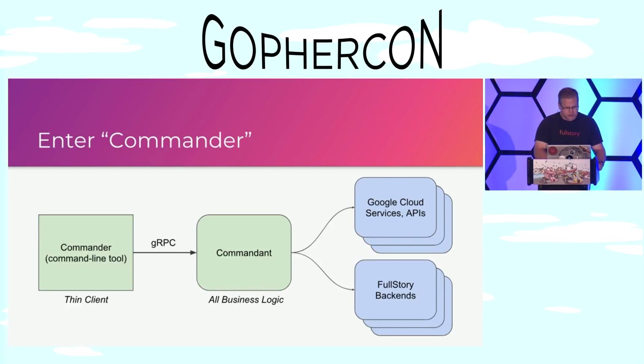The architecture of this tool is pretty simple. It's a thin client command line tool. What it does is just packages up the command line into an RPC request, and it sends it to the server. Commandant, that server counterpart, that's what does all the logic. It's the wide gRPC service interface is implemented by it. And it will, in the process of satisfying a request, talk to FullStory backends or Google Cloud services.